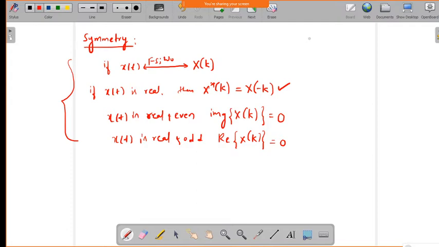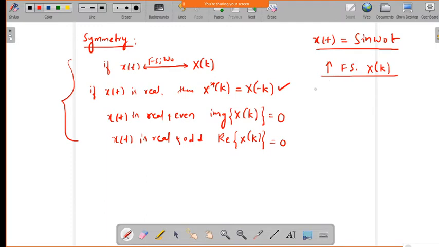Find the Fourier series coefficients of the signal x of t, which is given as x of t equal to sine omega naught t. You need to find out the Fourier series coefficients x of k. So this is the first problem. Now how will we find it?